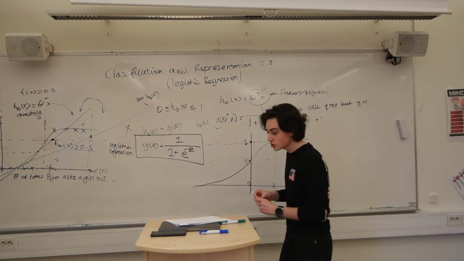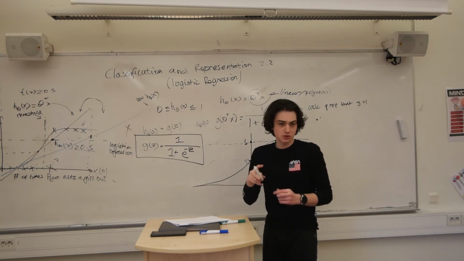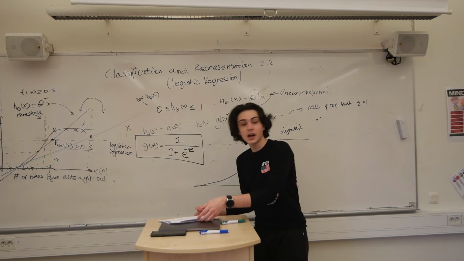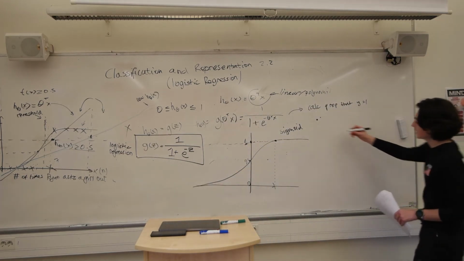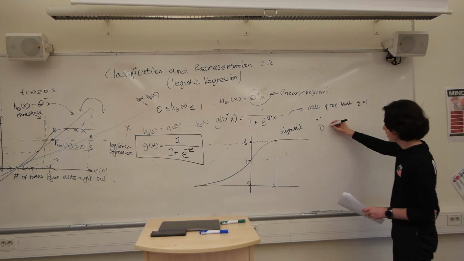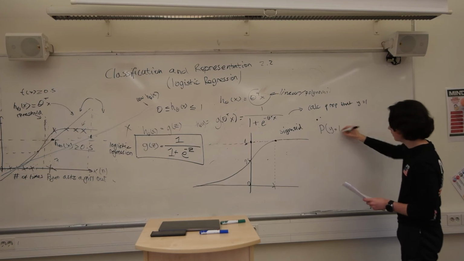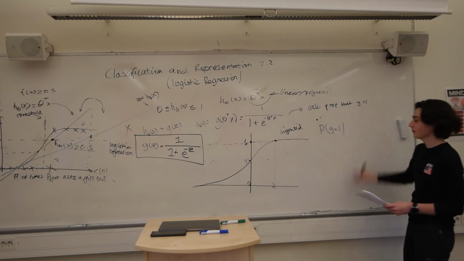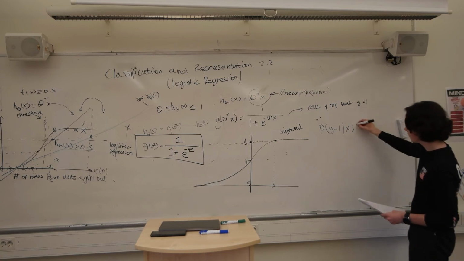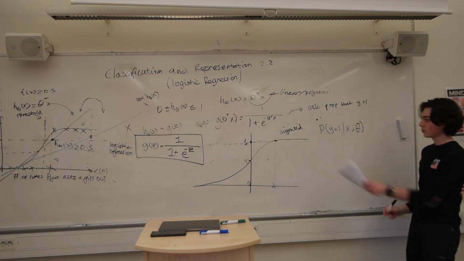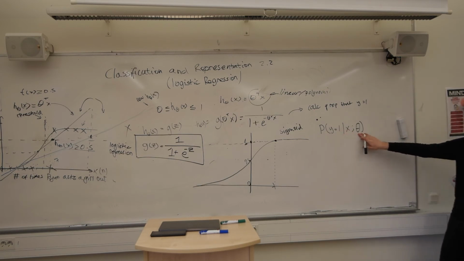I'm going to introduce you to the notation we use to represent this. It's going to look fancy, and HL students will learn this in DB2, but I'm going to show you it now so that you understand. It's very simple: P, the probability that y equals 1, then a line, x, semicolon, theta. That means the probability that y equals 1, given x parameterized by theta.